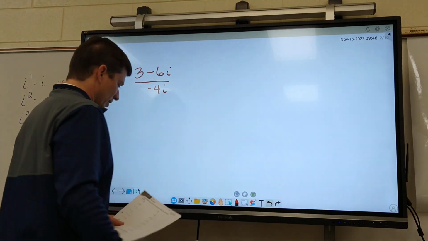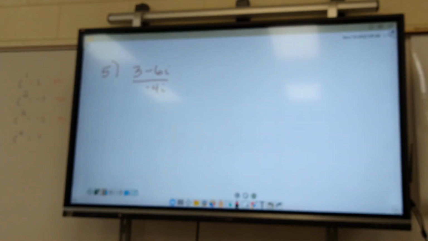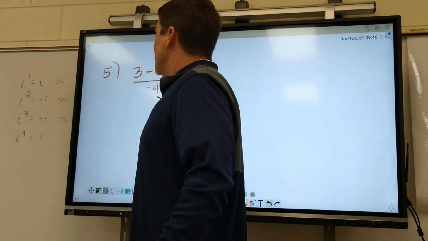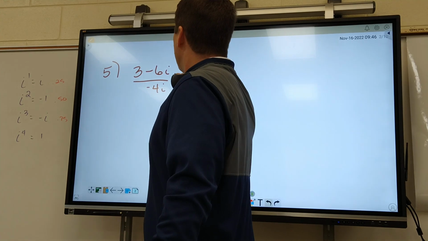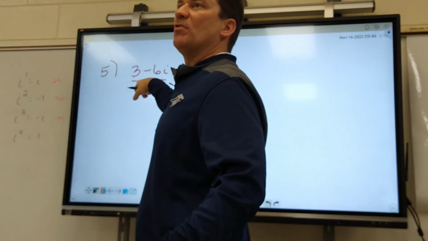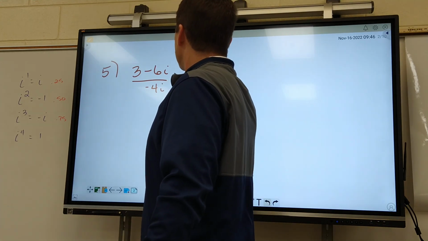All right, guys, we're gonna move quick. All right, so number 5. We're rolling. Is it rolling, Chance? It's rolling. All right, so Hope, what's wrong with number 5 is you cannot have an i on the bottom of your fraction. So we've got to multiply both sides by the conjugate of the bottom. What's the conjugate? Just flip the sign. So positive 4i there and positive 4i there.